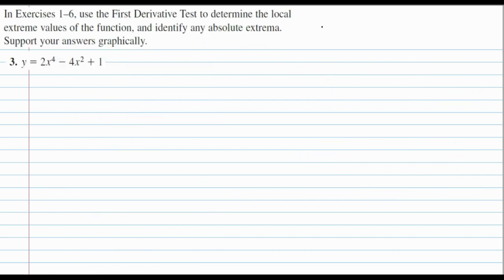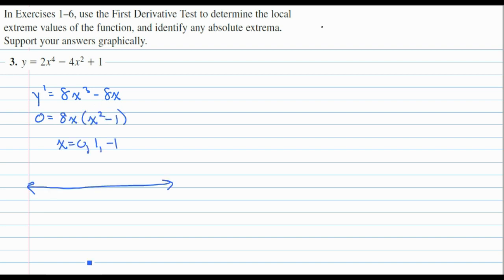In the now try problem number 3, we're going to use the first derivative test to determine the local extreme values of the function and identify any absolute extrema, and of course we will support our answers graphically at the end. So first, I have to use the first derivative test to find the local extrema, so I need to find the first derivative. Now I'm going to set that equal to 0 and find the critical values. And I find that the critical values of y are -1, 0, and 1.